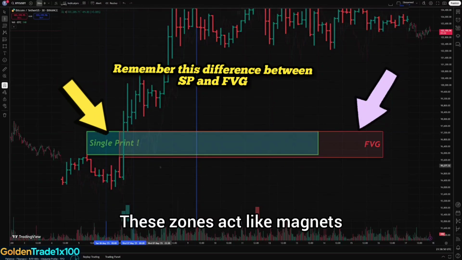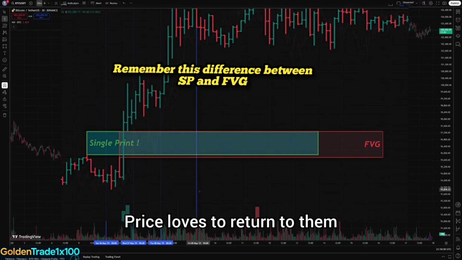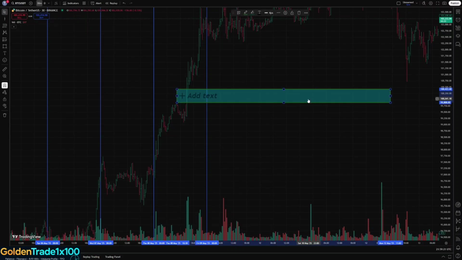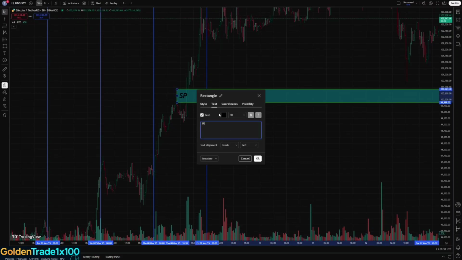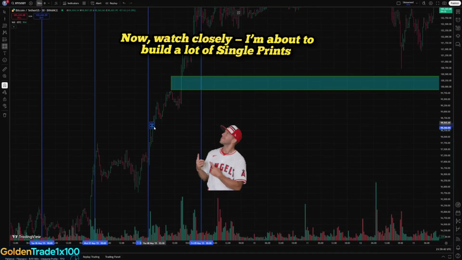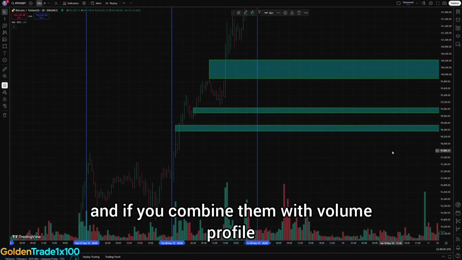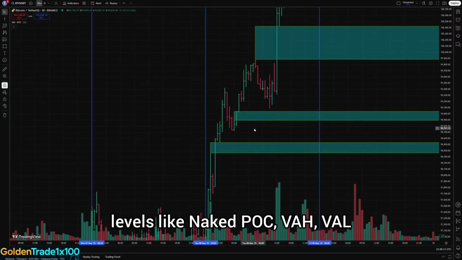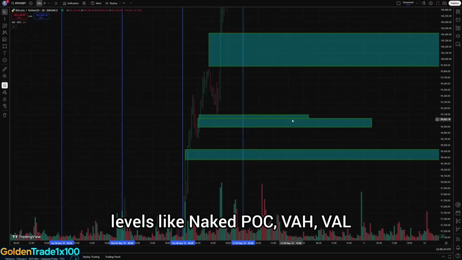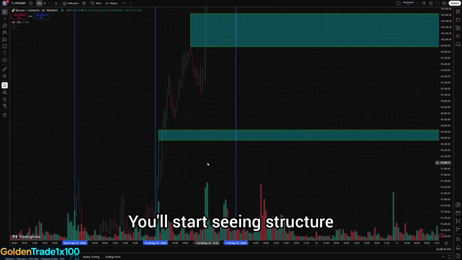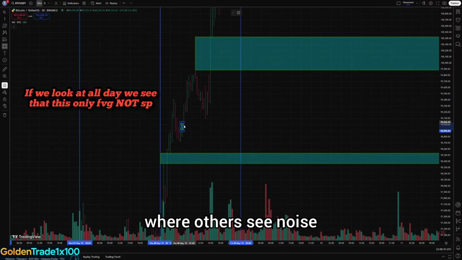These zones act like magnets. Price loves to return to them. And when it does, you better be watching. Use them as targets. Use them as entries. Use them as invalidation zones. And if you combine them with volume profile levels like naked POC, VH, VL, or even Fibonacci retracements, you'll start seeing structure where others see noise.